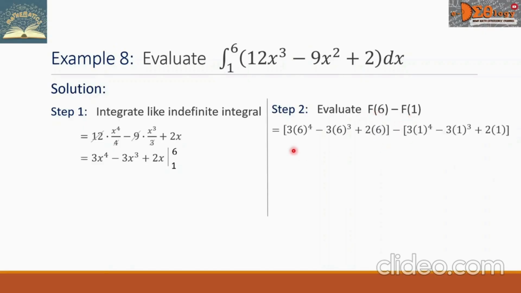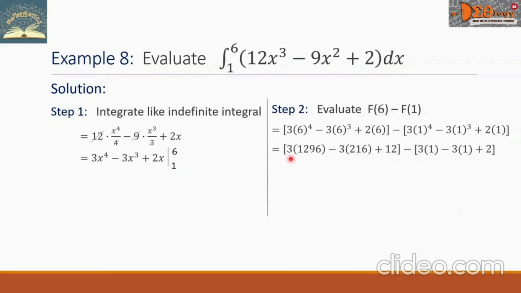So the f of 6 is 3 times 6 raised to 4 minus 3 times 6 cubed plus 2 times 6 minus 3 times 1 raised to 4 minus 3 times 1 cubed plus 2 times 1. The 6 raised to 4 is 1296. 6 cubed is 216. 2 times 6 is 12. 1 raised to 4 is 1. 1 cubed is 1. 2 times 1 is 2.